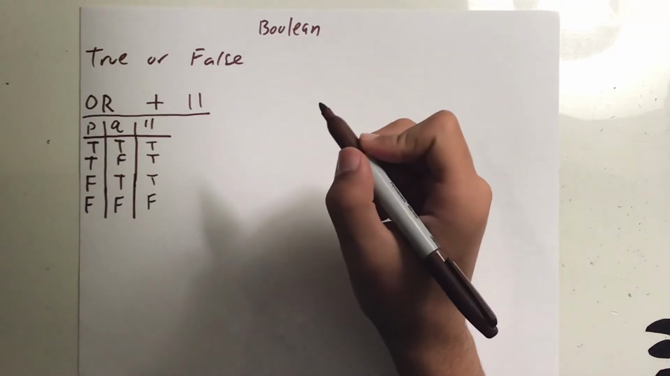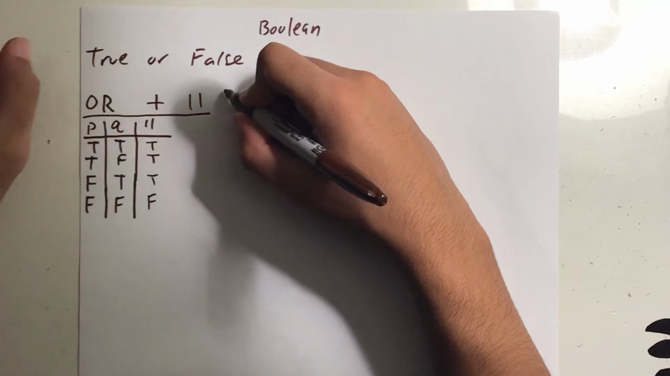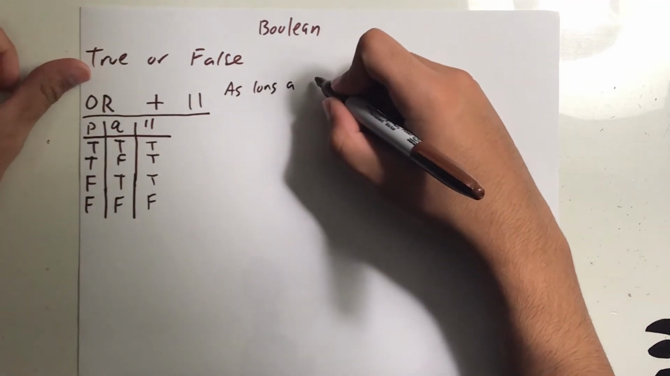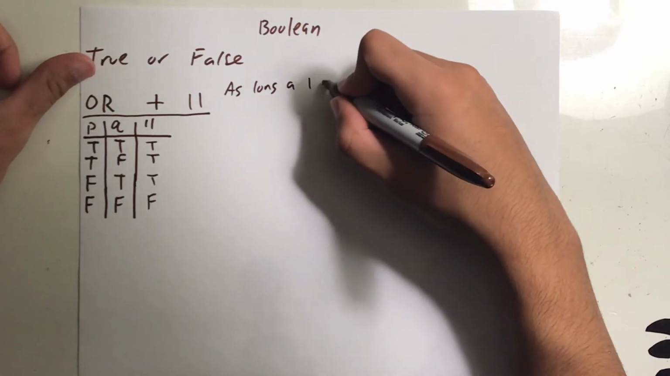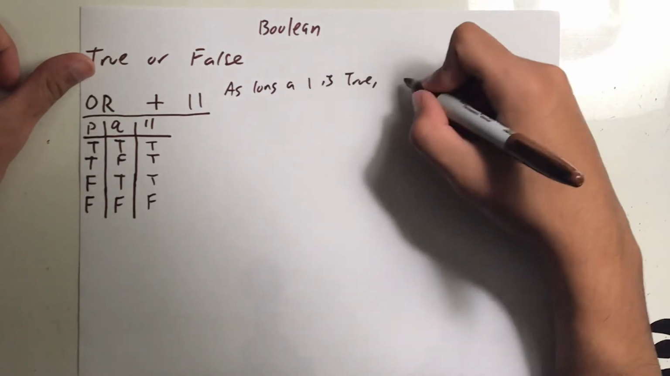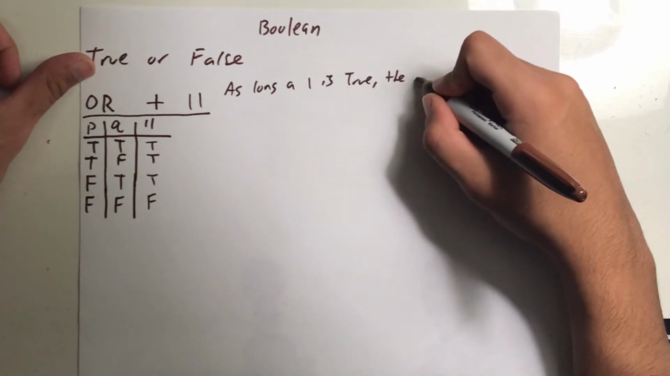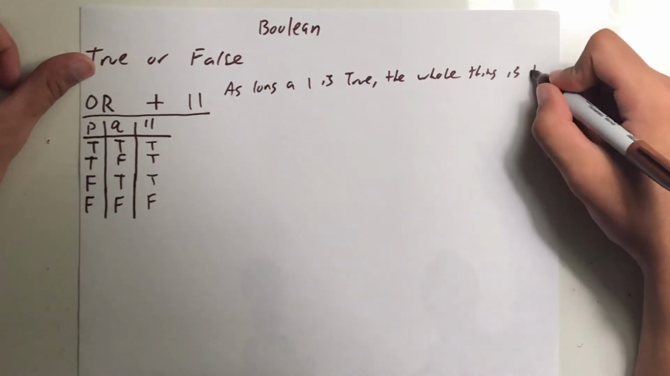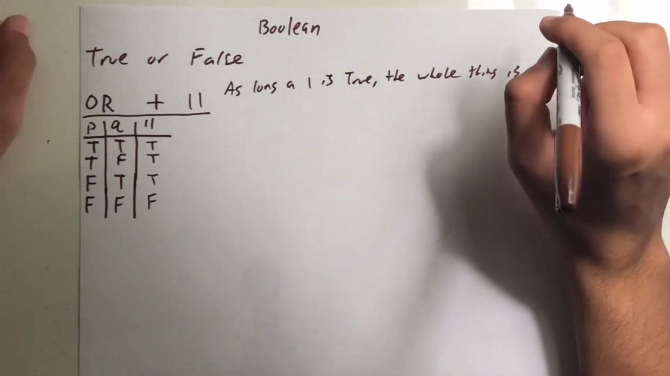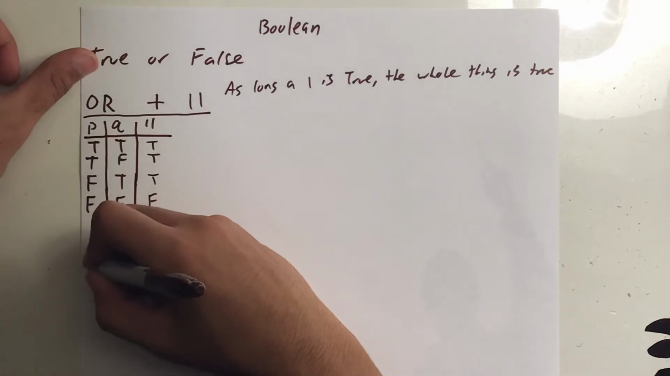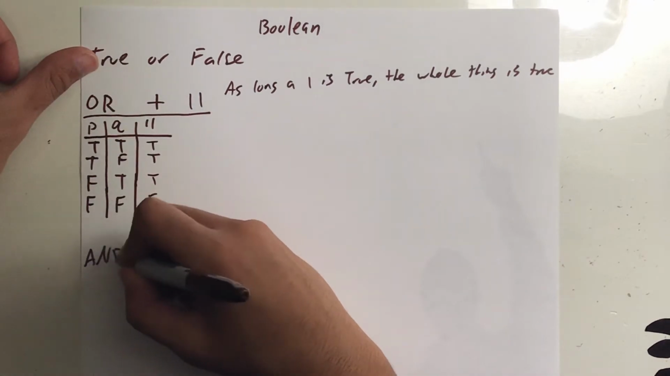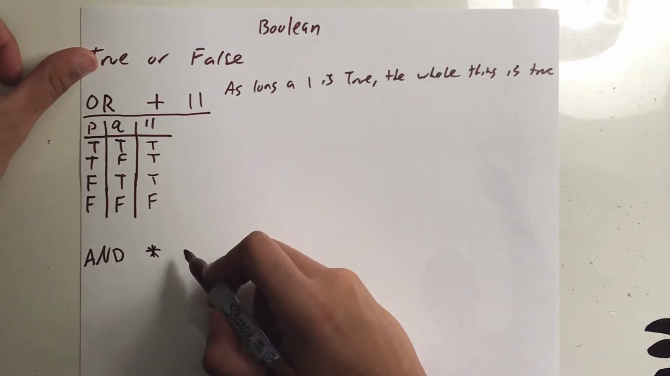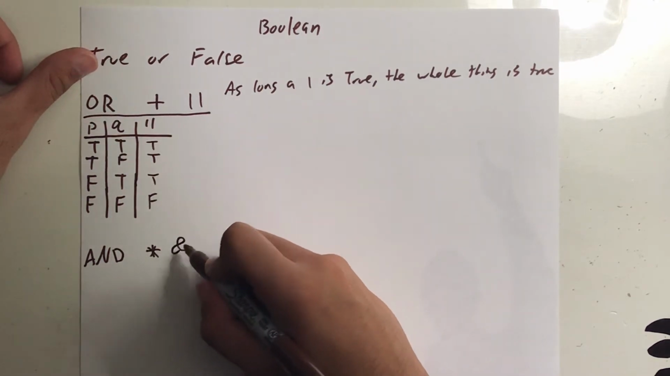So with OR, the key thing is as long as one variable is true, the whole thing is true. Now let's try AND. So AND may be represented as AND, or a multiplication symbol, or two ampersands.